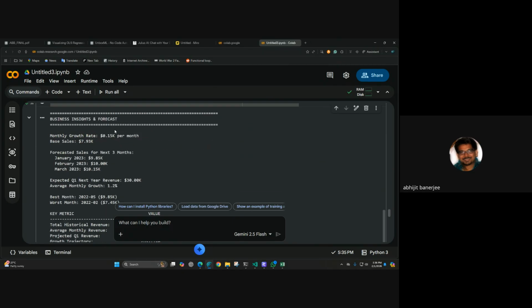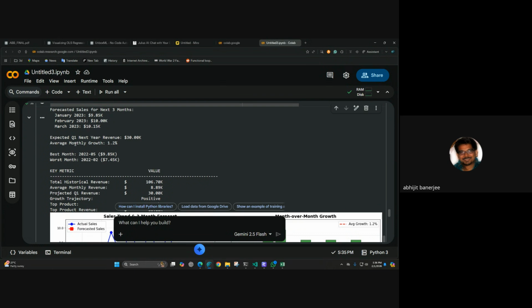Now we have business insights and forecast. Base sales is average sales. Monthly growth rate is this. Base sales is this. January, how much? February, how much? Everything is already expected: quarter Q1 next year revenue. We are interested in this. We started with OLS or regression. This particularly says expected Q1 next year. If I have the values of all the year of 2022, how do I project or forecast the values of 2023 Q1? That is done by this linear regression.